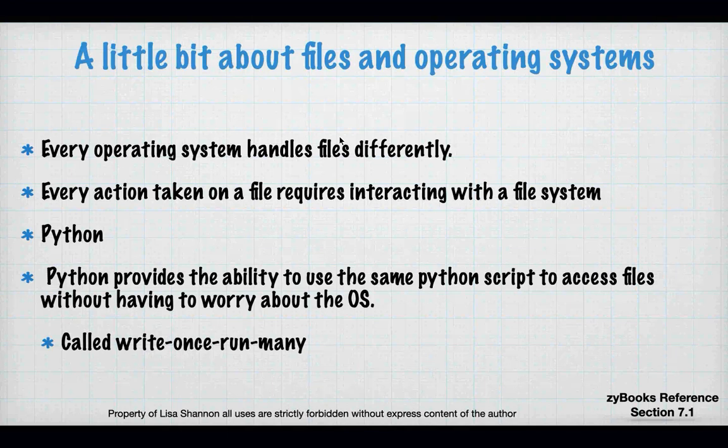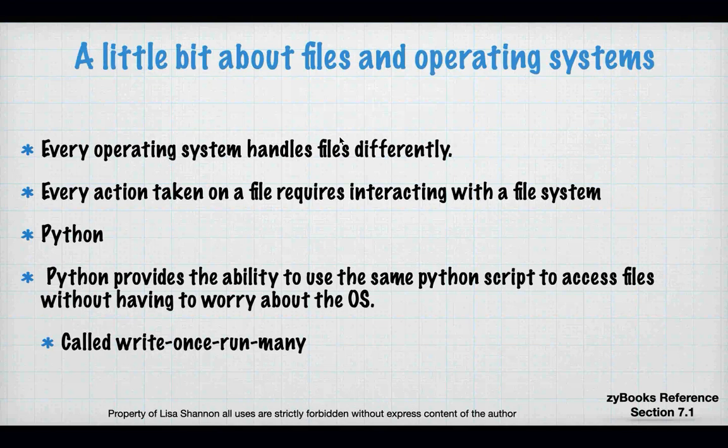Python is great because it puts a layer on top of the operating system. I don't have to worry about actually telling the operating system what to do. I tell Python what to do, and Python translates that for me into what the operating system does. Why is that important? Because I don't want to have to rewrite my code if I want it to run on Windows and on a Linux system. I want it to run on any system. It's called write once, run many.